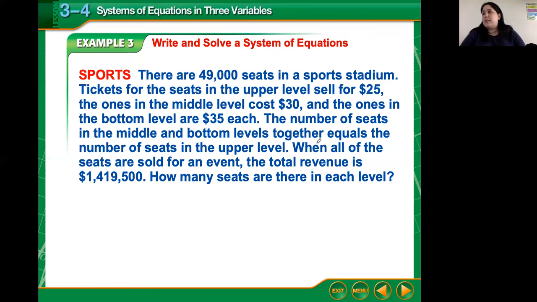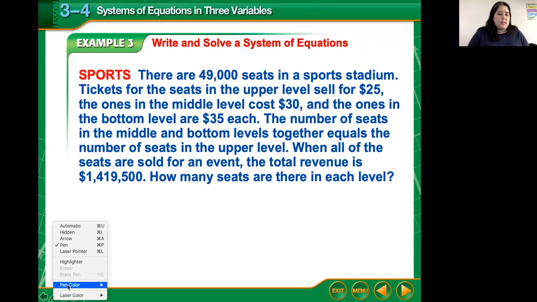So here we have a stadium that has 49,000 seats. There's 3 sections. The top sells for 25, middle for 30, the bottom for 35. And the number of seats in the middle and bottom levels add up together to make the top level. And then all the seats sold for the event, we make $1,419,500. And the real question here is they want to know how many seats there are in each section.